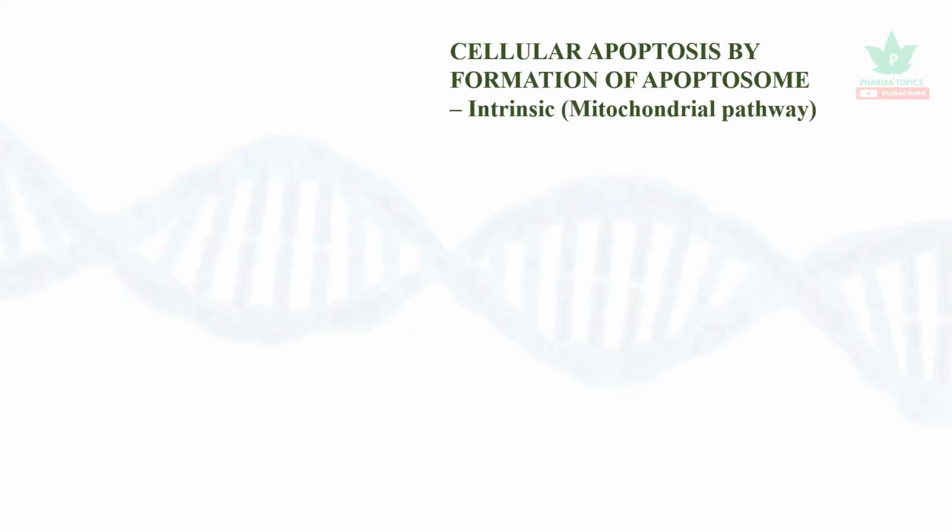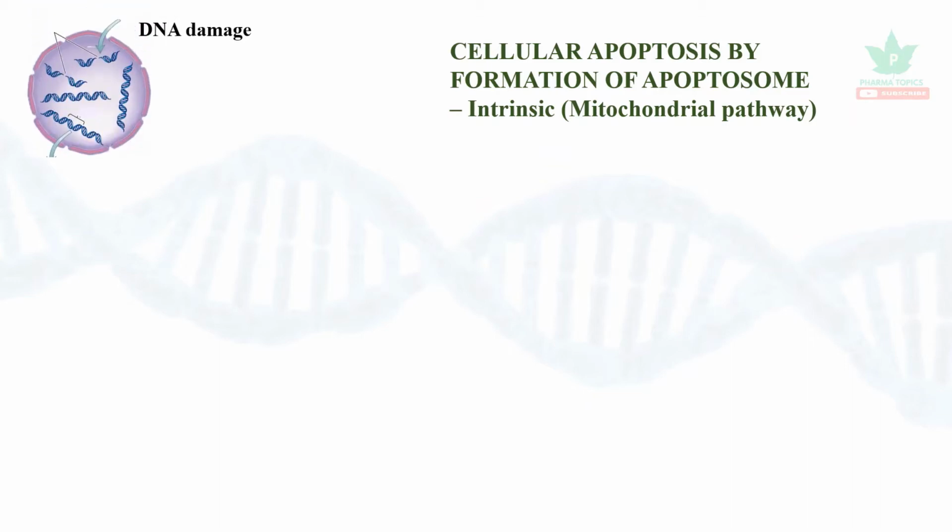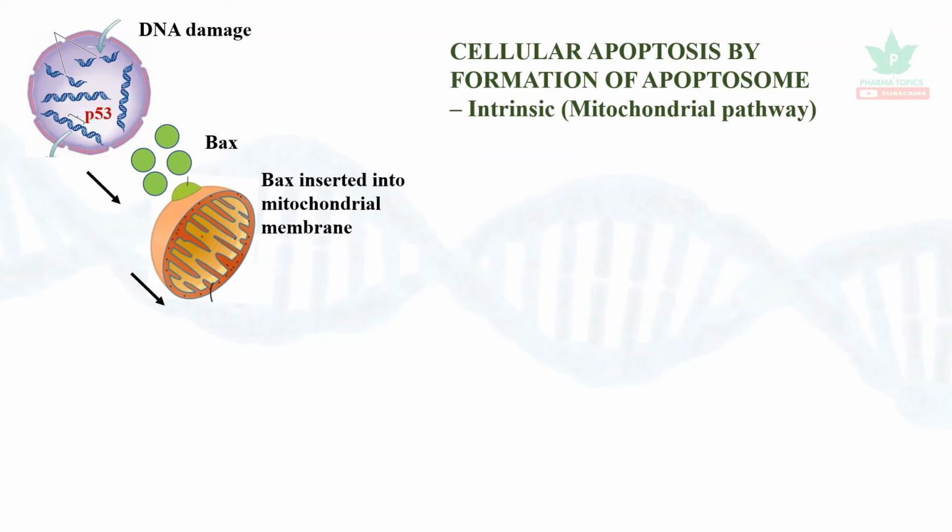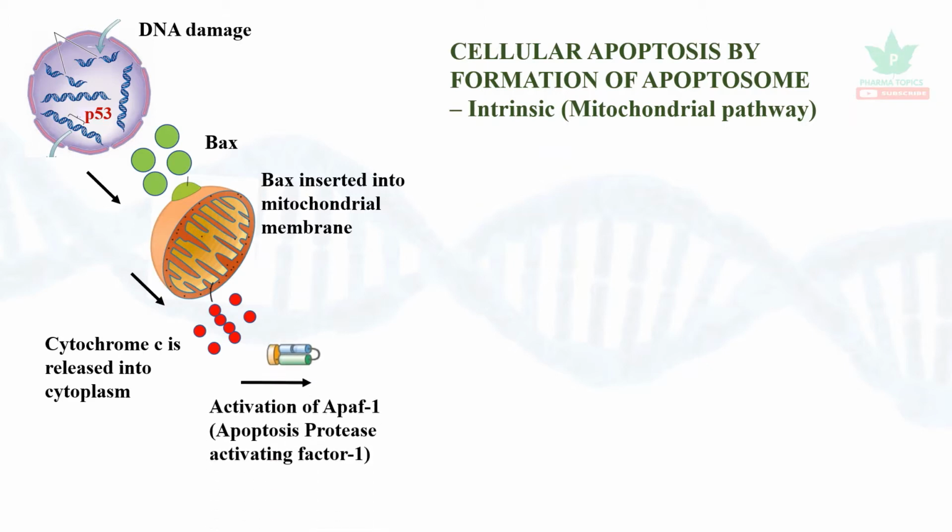Let us see the mechanism of apoptosis. The first mechanism is formation of apoptosome, which is a mitochondrial pathway, that is the intrinsic pathway. So let us take a DNA damage. P53 gets activated. That leads to formation of BAK, which is an apoptotic protein. The BAK may get inserted into the mitochondria. When it gets inserted, cytochrome C is released by the mitochondria into the cytoplasm.